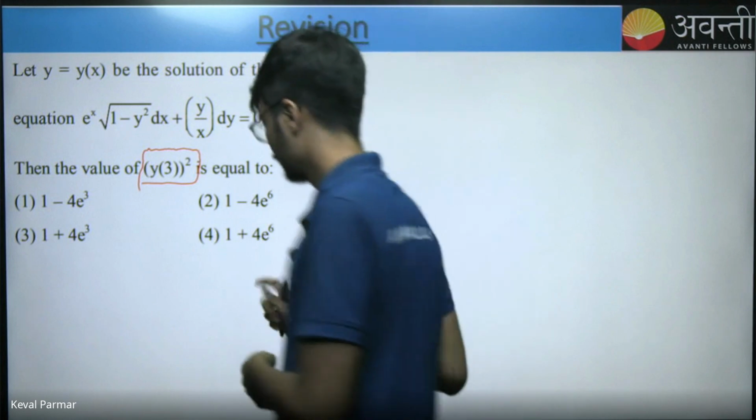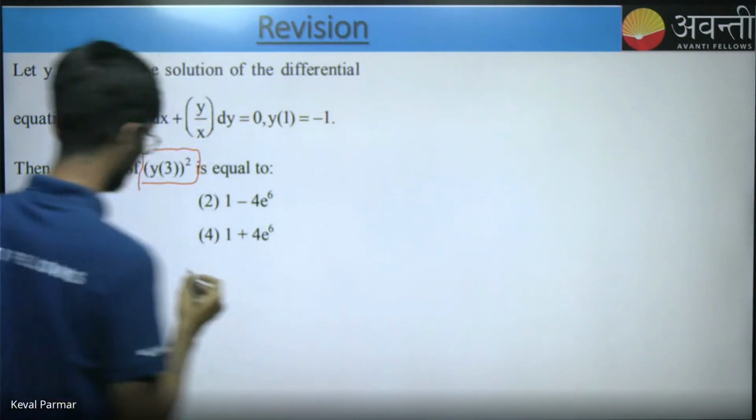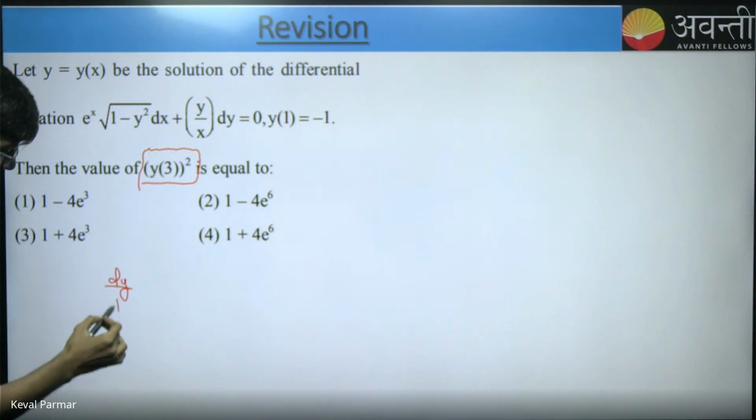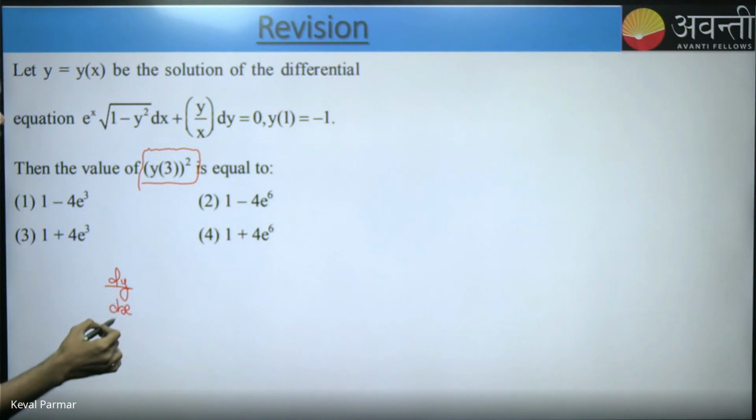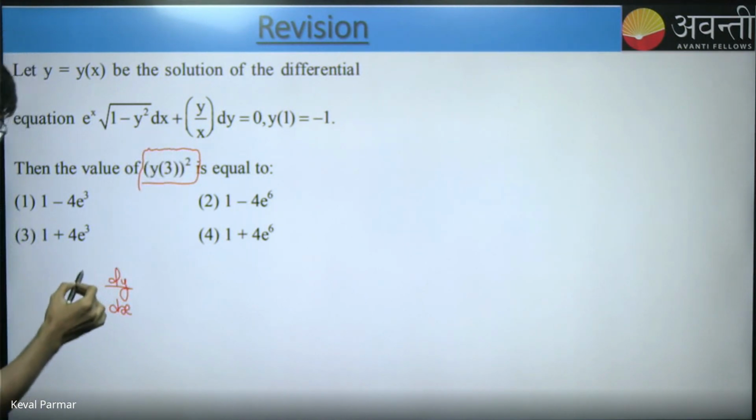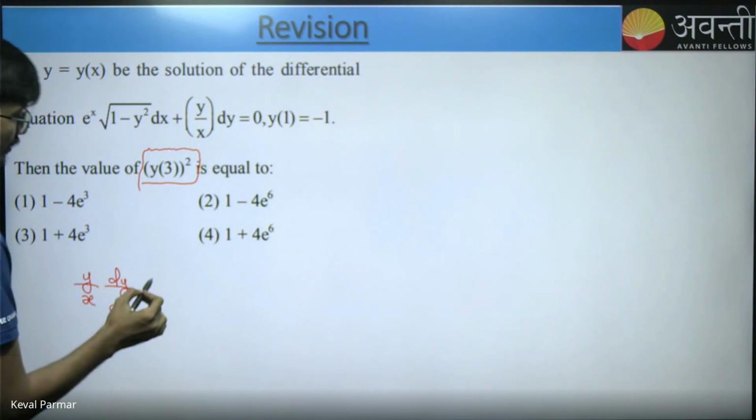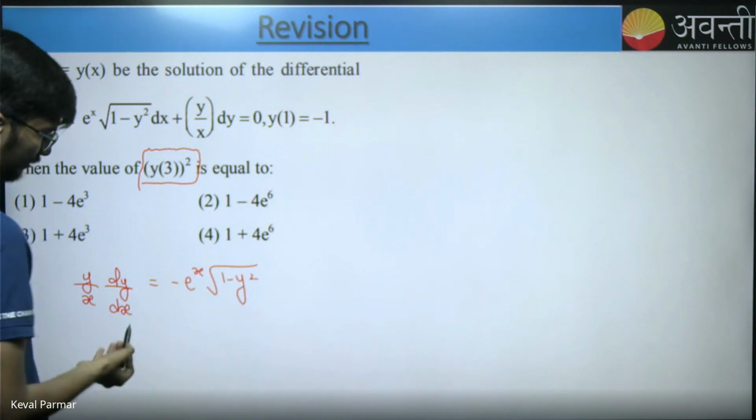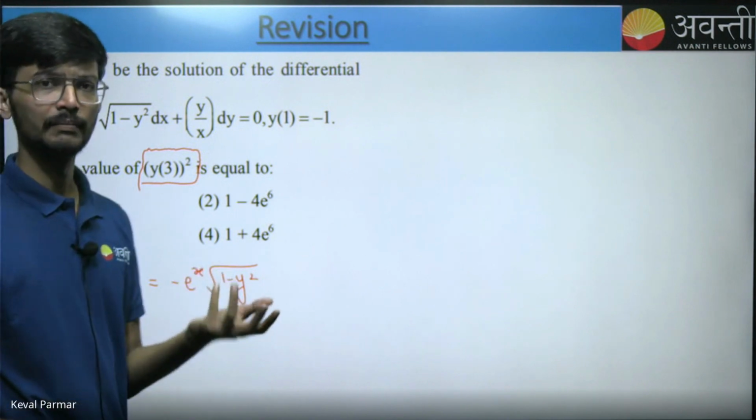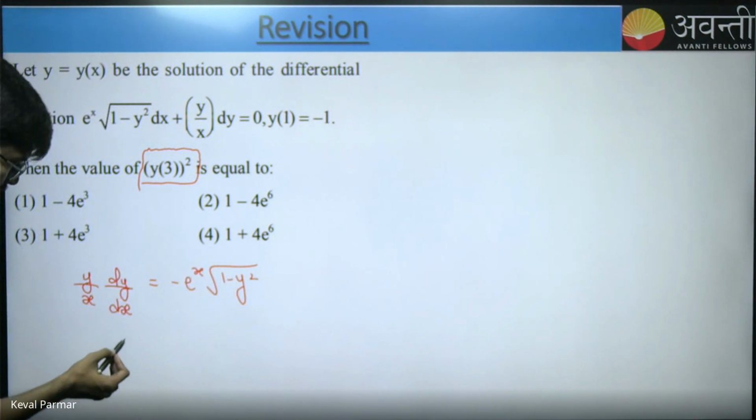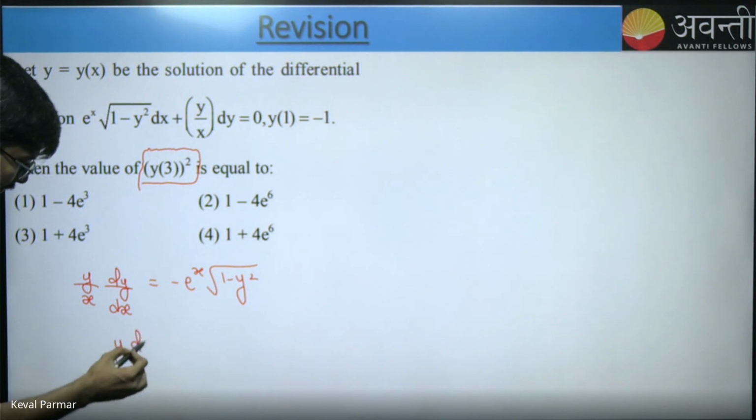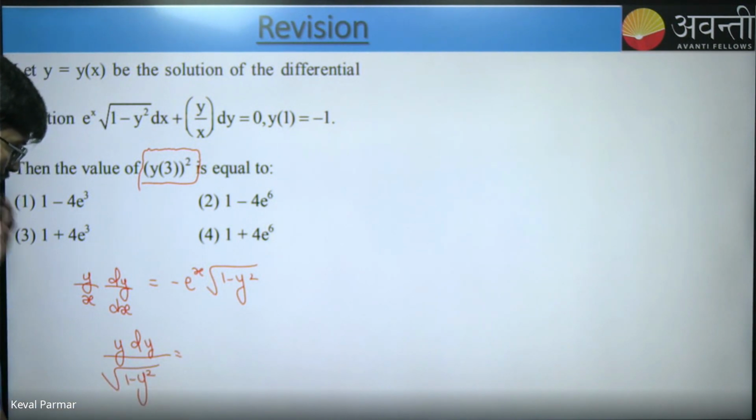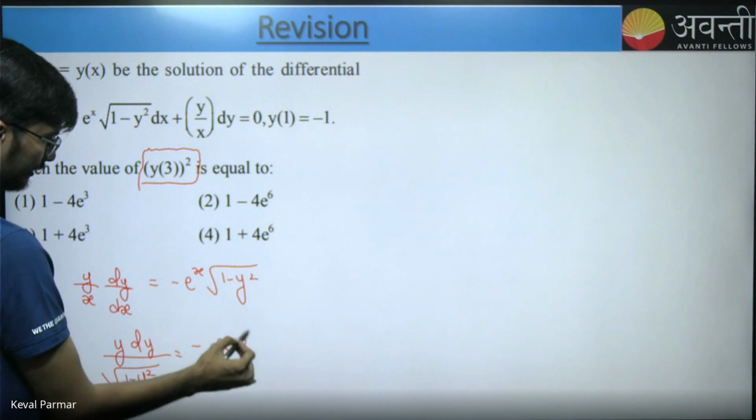First, let me try to write the equation here. We can write the equation as dy over dx, right? y by x is equal to minus e raised to x under root of 1 minus y square. This is very simple, guys. It's simply variable separable, right? Just separate the variables. So we'll get y dy upon under root of 1 minus y square is equal to minus x into e raised to x dx.